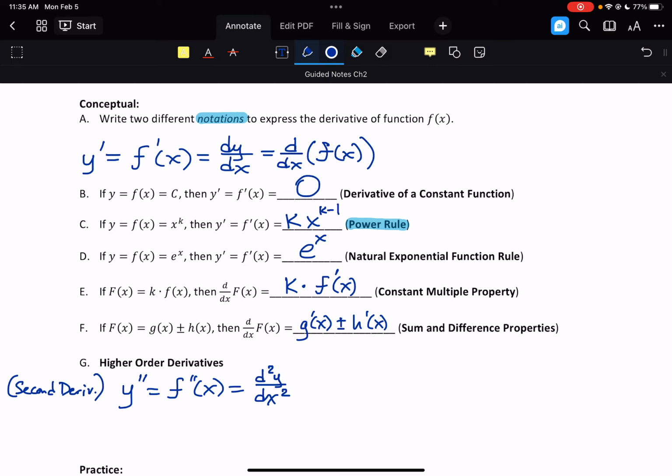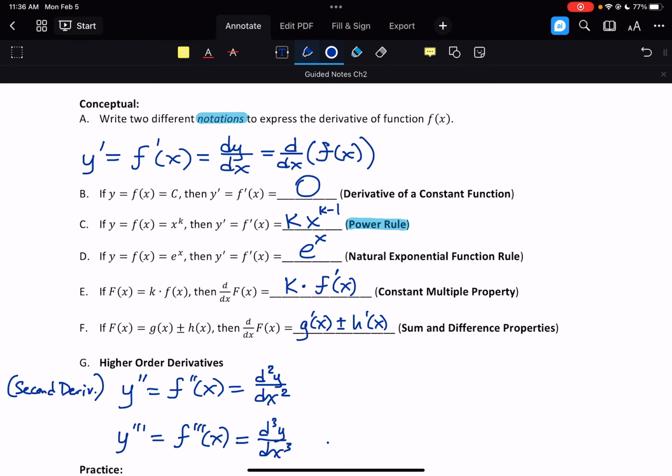So f double prime of x, or d squared y over dx squared, would be the derivative of the derivative. Okay, we can take the third derivative, so that's f triple prime of x, or d cubed y over dx cubed. And this process continues. You can take as many derivatives as are necessary, but there is one thing to note.